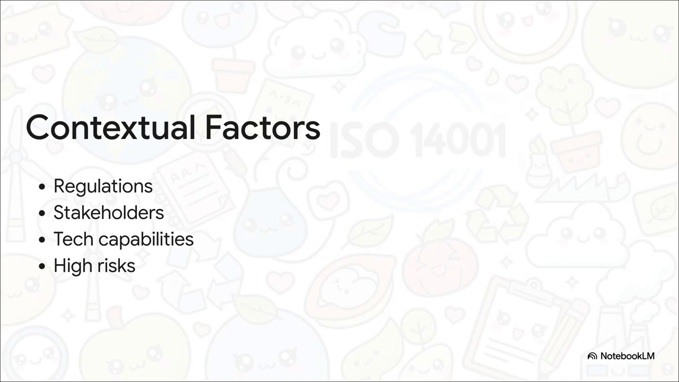They interrogate the context. They look at the regulatory environment, stakeholder expectations, technological capabilities, and the presence of high-risk activities. For instance, the source material highlights that a manufacturing organization operating in a water-scarce region absolutely must incorporate water conservation measures within its EMS scope. If water-intensive processes are excluded despite that local reality, you better believe the auditor is going to challenge that boundary.